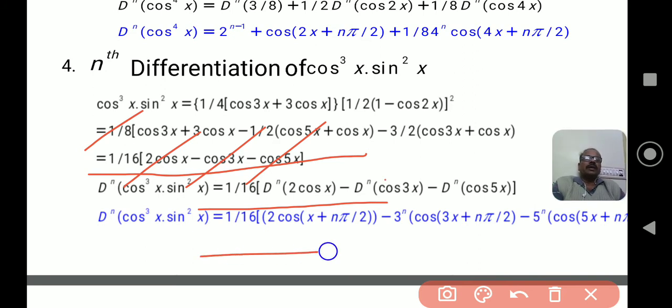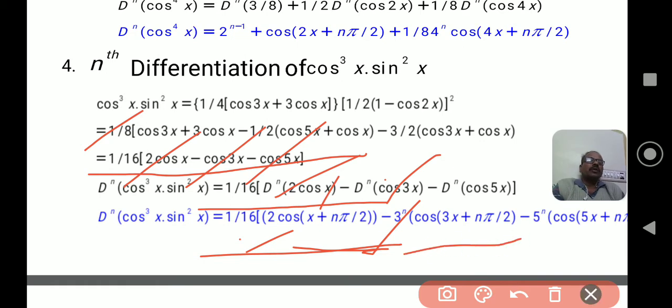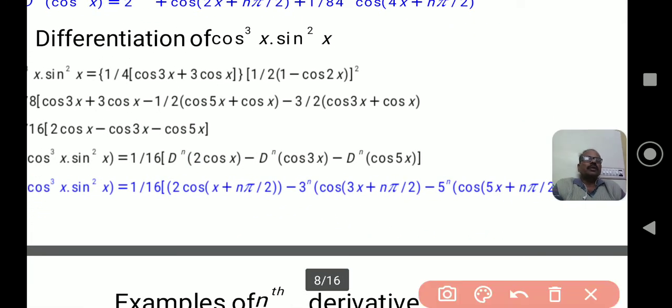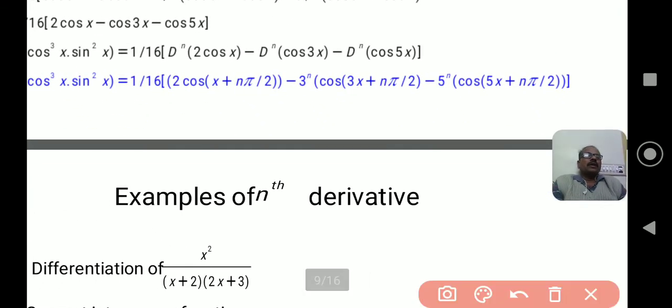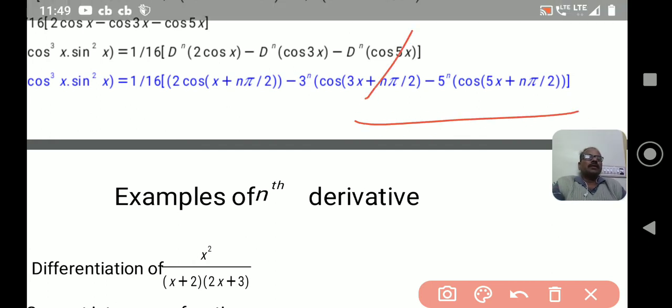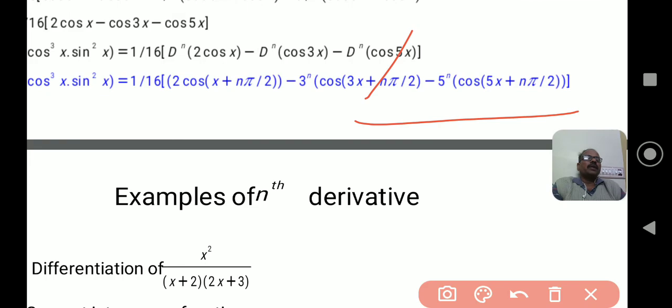We can apply here finally 1 by 16 as it is, the nth differentiation of 2 cos x, with 2 as it is. What is the nth differentiation of cos x? Here a is 1, so 1 to the power of n is 1, with the coefficient 2 as it is, cos of x plus n pi by 2, minus, what is a? a is 3, so I write 3 to the power of n, cos of 3x plus n pi by 2, and again the next term, that is 5 to the power of n, because a is 5 here, cos of 5x plus n pi by 2. This is the result.